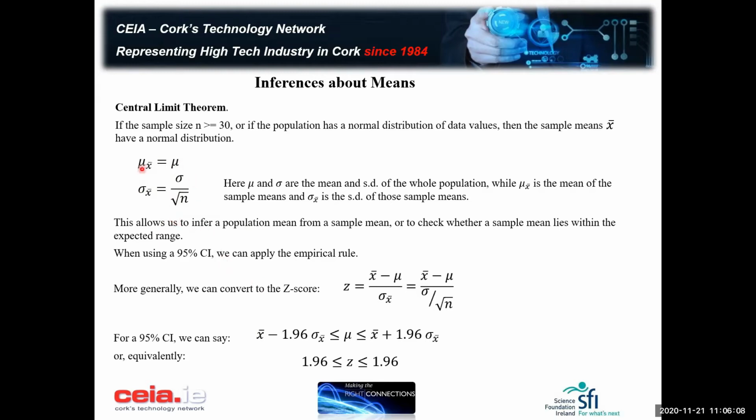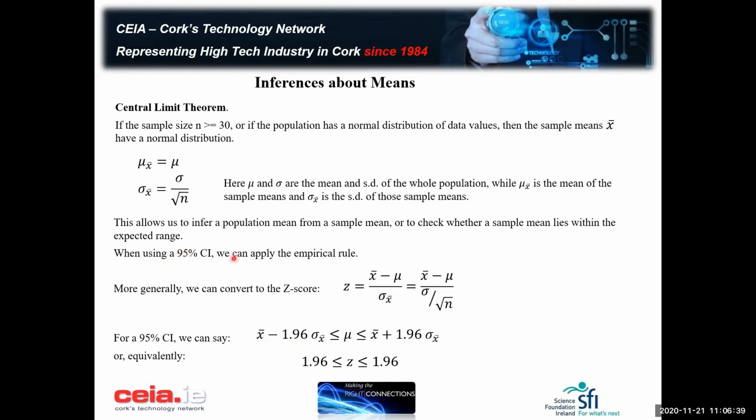And once you have these, you've got a mean and a standard deviation for these sample means. Then you can start to use the empirical rule and the standard normal table. If you're dealing with a 95% confidence interval, you can use the empirical rule, which is this one, 1.96 sigma on either side of the mean.